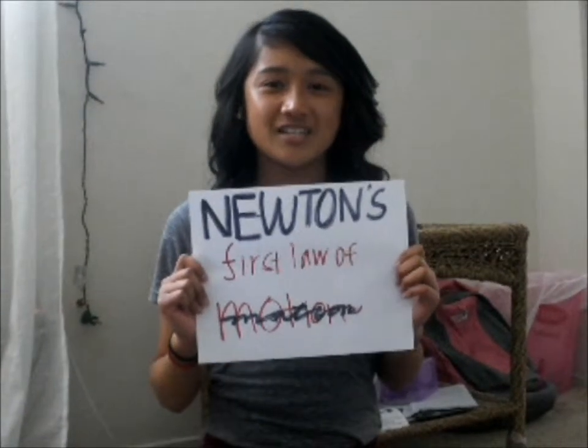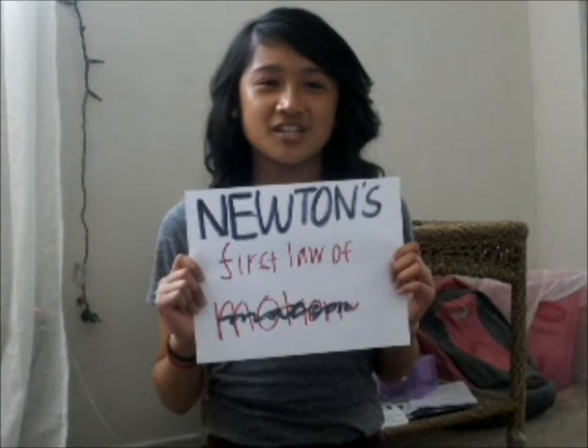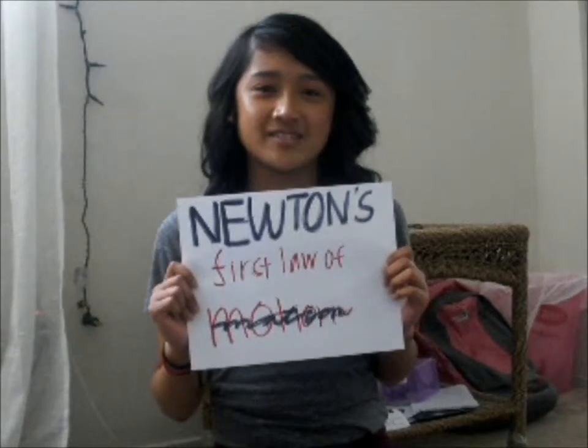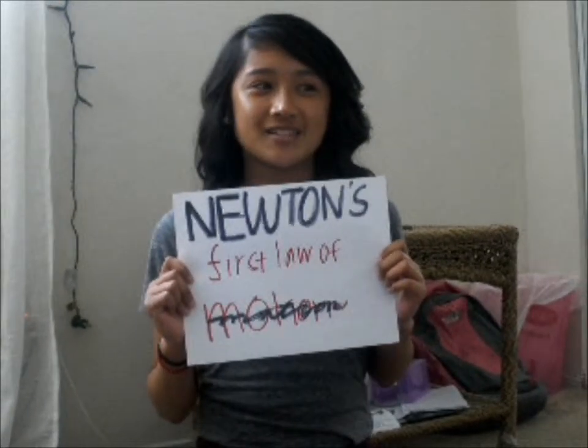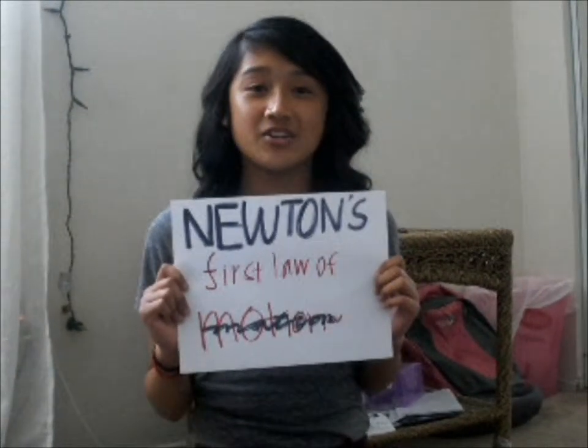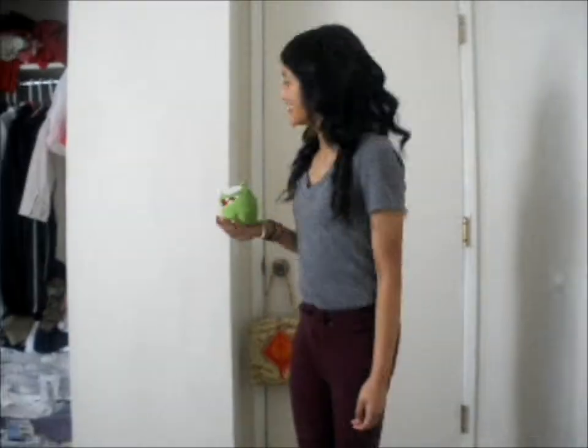Newton's first law of motion is when an object in motion will stay in motion and an object at rest will stay at rest until it is acted upon by an outside force. Too scientific, but I'll show you an example. An example of Newton's first law is when you have a stuffed animal in your hand and you stop randomly.